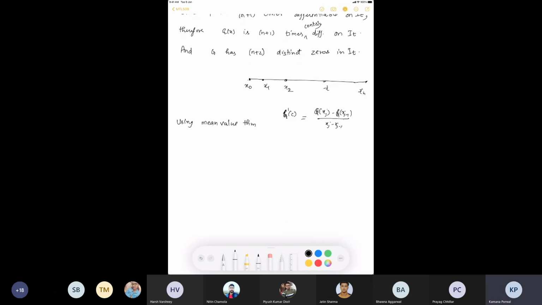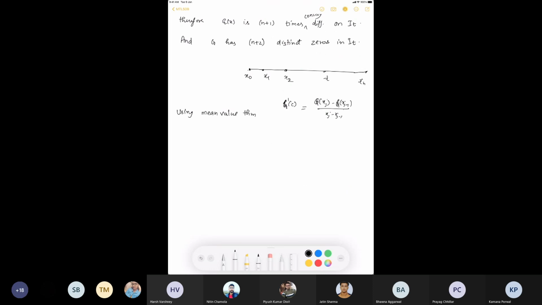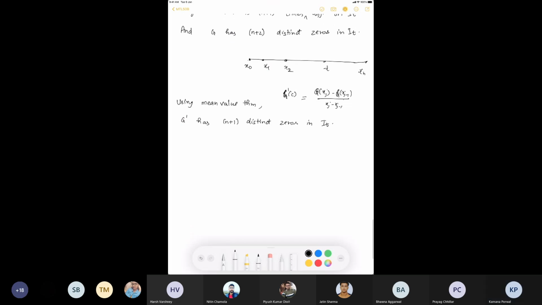Okay, so if we apply the mean value theorem, then we can say that G prime will have n plus 1 distinct zeros in the interval I. And if I repeat this process, what can I say about the n plus 1th derivative of G? How many zeros will it have?